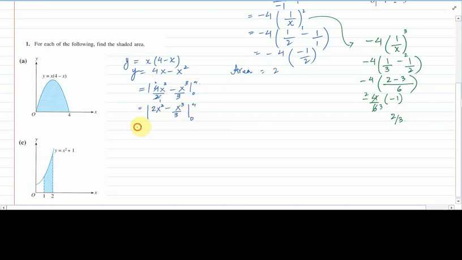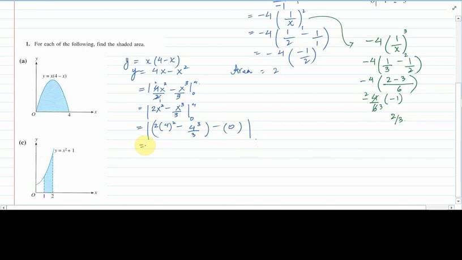Now I am placing the values of the limits here. So the upper limit is 4, so it's 2 times 4 square minus 4 cubed divided by 3, upper limit, minus the lower limit, which will be 0 because the value of x is 0. Alright.